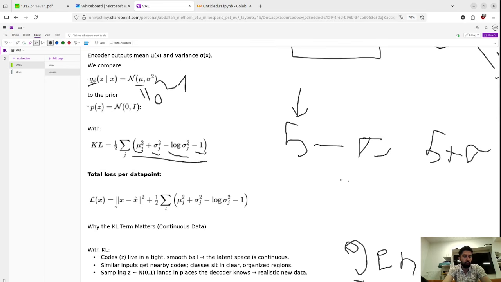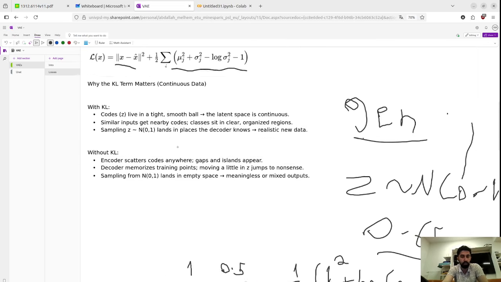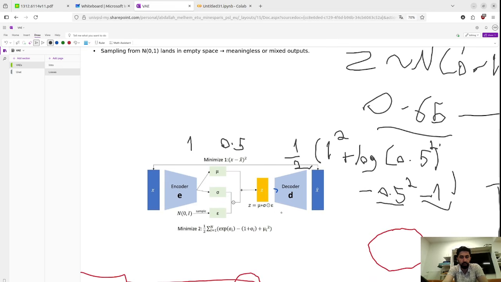And at the end, we add the two loss terms. After we calculate the loss terms, we update our two networks. We derive the loss with respect to the weights of the decoder, and we update the weights. Then we derive the loss with respect to the weights of the encoder, and we update the weights.